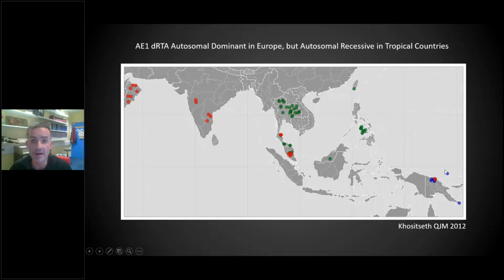Anyway, I made this map for it, and here we can see the reported cases back in 2012 of various point mutations that cause autosomal recessive AE1-associated dRTA. They segregate across countries which have high incidences of malaria and also high incidences of hereditary red cell disease, which are diseases thought to be protective against the malaria parasite in humans.